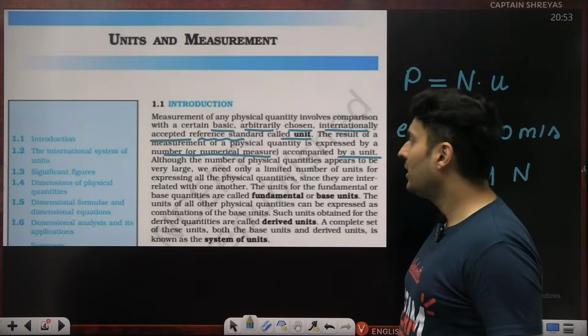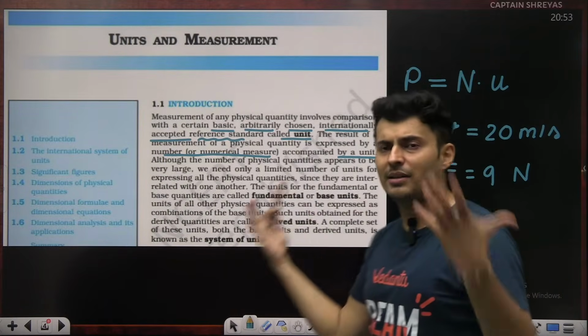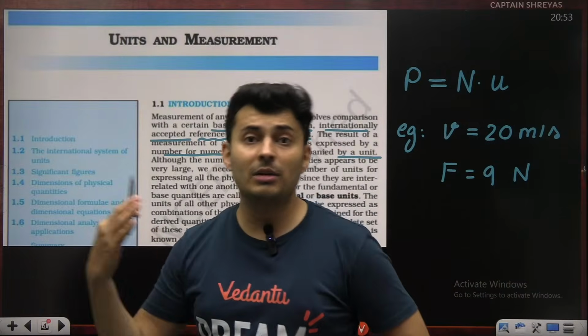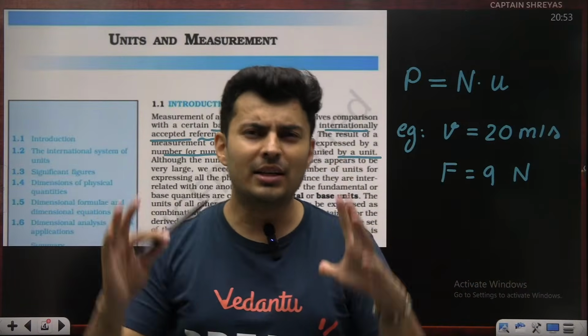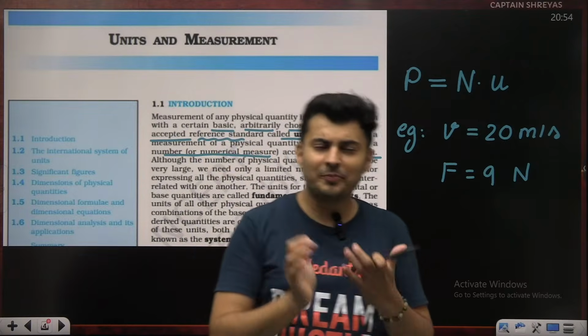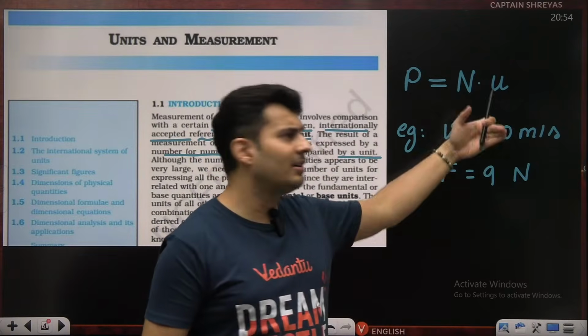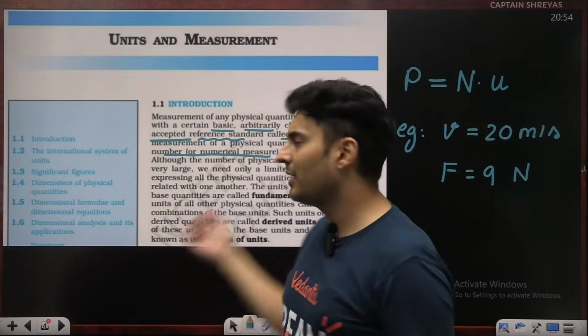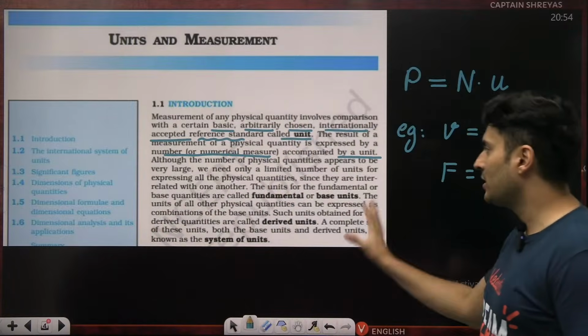Got it till this point? And they say that there are many physical quantities. So you might think there might be many units. Actually, there are not an infinite number of units. We have only certain units because we can express one unit in terms of another unit, which we'll be seeing in the due course of the chapter. That's what they are saying.